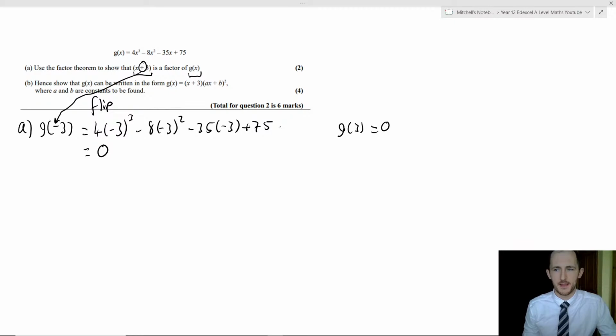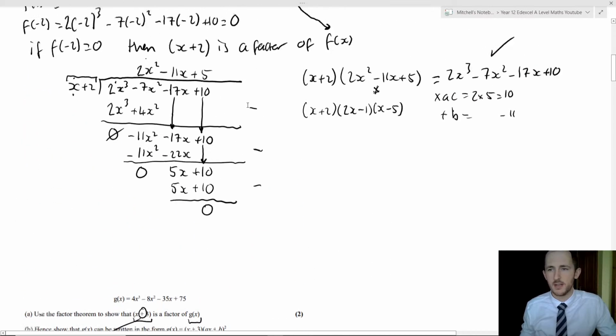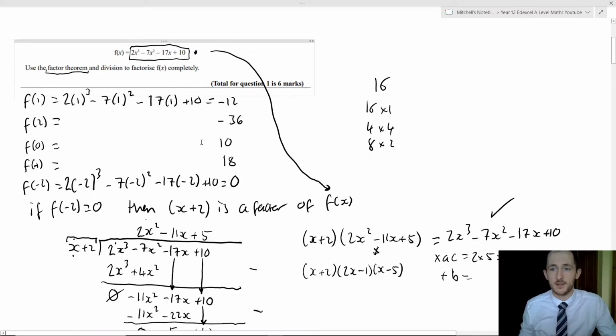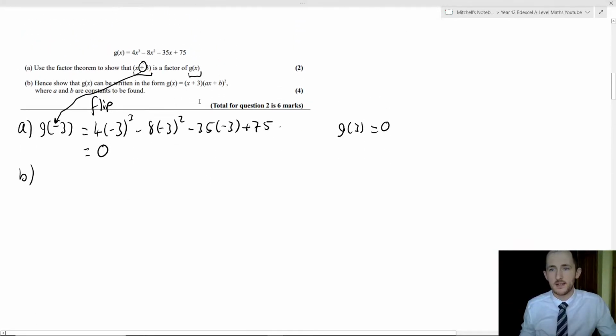Okay? It then says, hence show that g of x can be written in the form g of x equal to x plus 3, ax plus b squared, where a and b are constants to be found. So what are they asking us here? Well, all they're asking us to do is factorize it. That's all they're asking us to do. So all we need to do is do the exact same thing as the previous question. We're going to do long algebraic division.